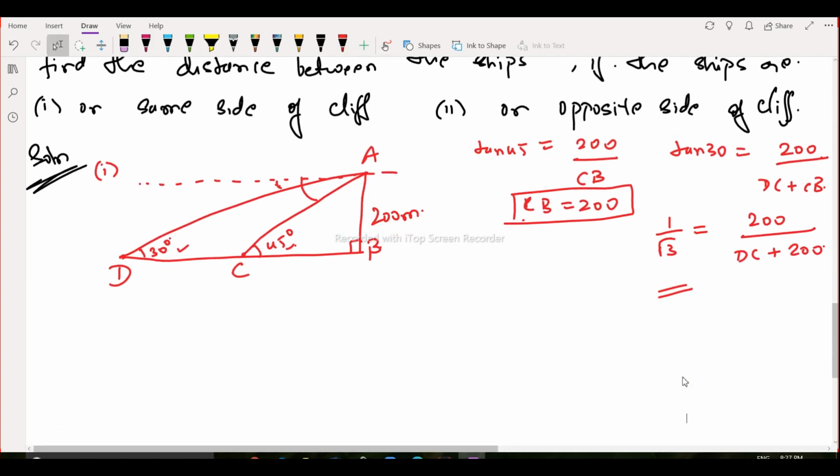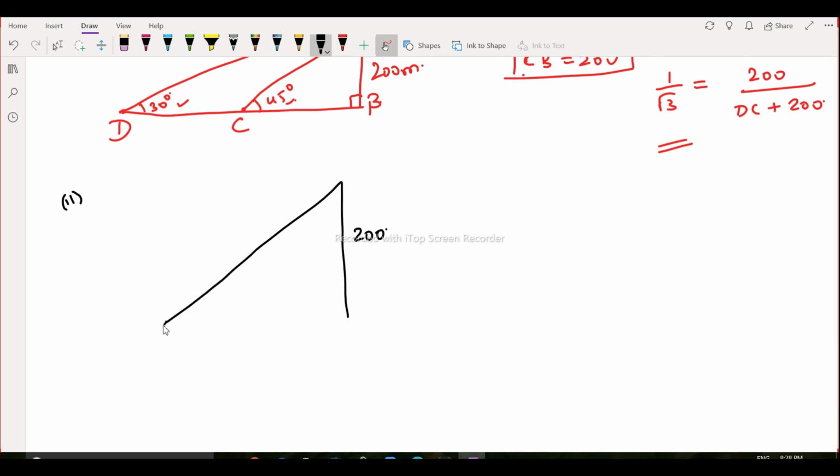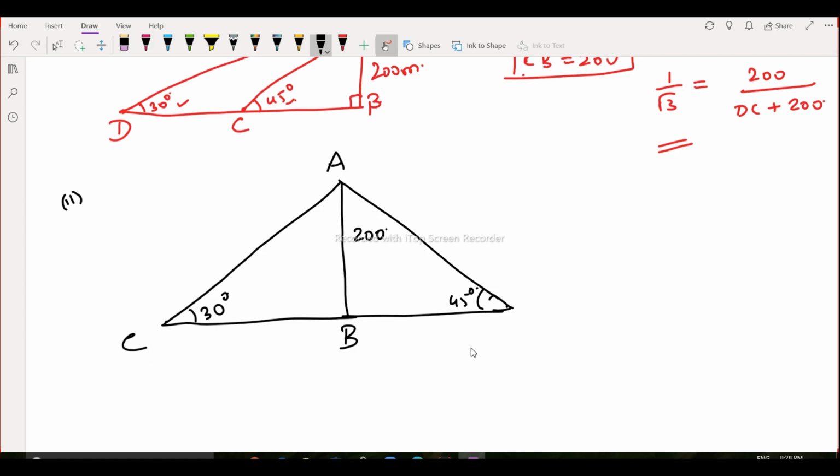We'll just try the second part, on the opposite side of the cliff. So let's say the cliff is here. We're doing the second part now. So this is the cliff, this is 200 meters. One ship is this side and the other ship is this side, right? So one angle would be 30 degrees, one will be 45 degrees. Again, you need to find the distance between the ships, right? So again, let me name this: I have A, B, C, and D.